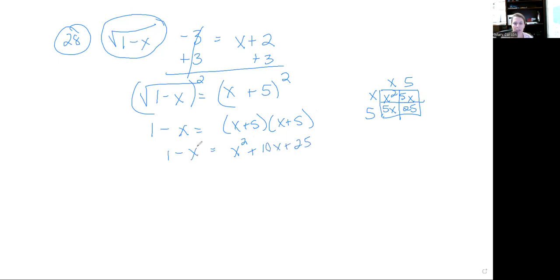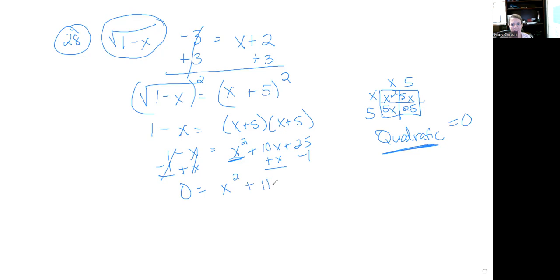Now, remember, we talked about in class, when you see this x squared here, you should automatically think, oh, this is a quadratic, okay? And how do we solve quadratics? We always set it equal to 0. So that means I need to move what is on this side over here so that it's equal to 0. So I subtract 1, and I add the x. Okay, and so now those both cancel and I'm left with 0 equals x squared plus 11x plus 24.